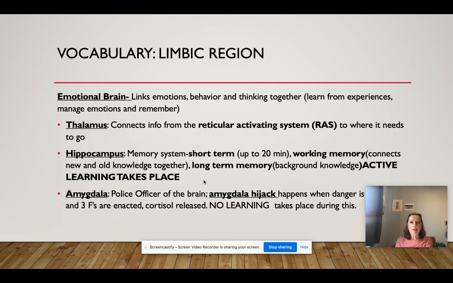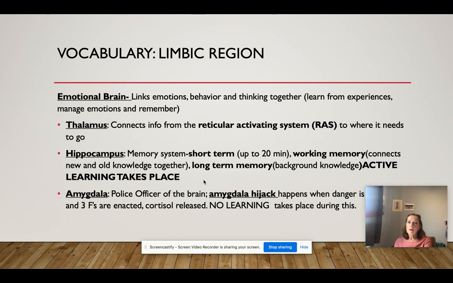The next region is the limbic region, and this is our emotional brain. It's linking emotion, behavior, and thinking all together. It's this part of our brain where we are learning from experiences, managing our emotions, and remembering.